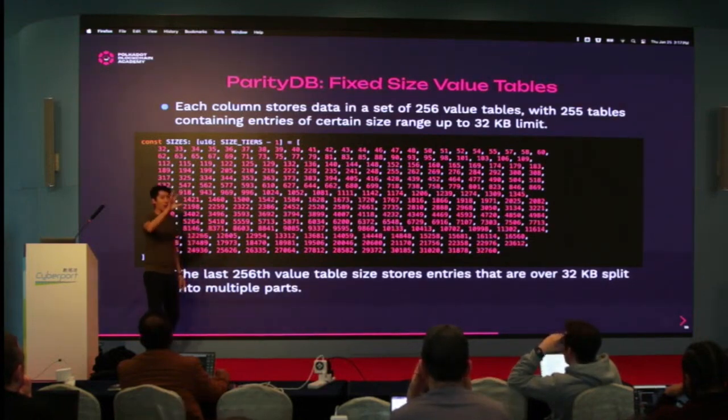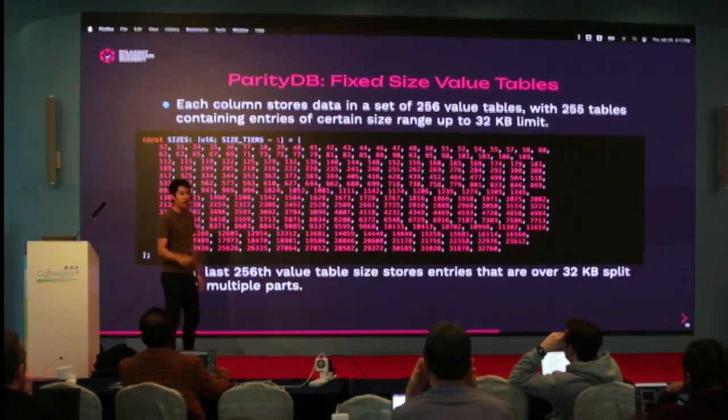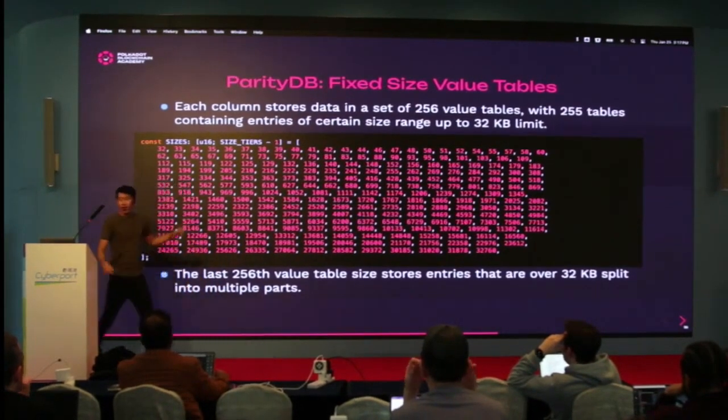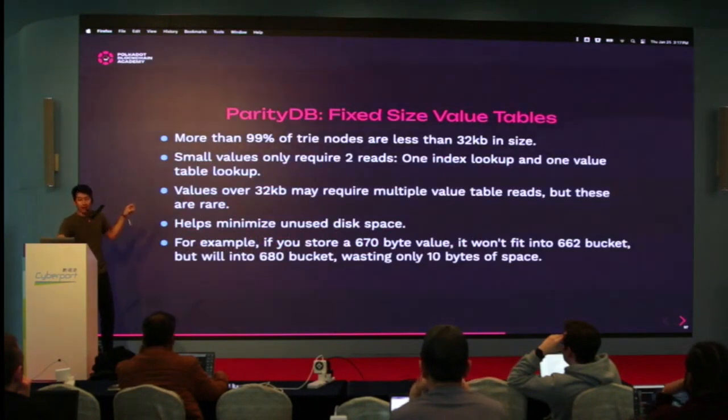So if you have, okay, I want to store an 8 kilobyte file, we find the right bucket, we put it there. And that means that when you want to retrieve that item, we only really need two reads. We look up the index and then the actual value in that bucket. It's very fast to grab that value.